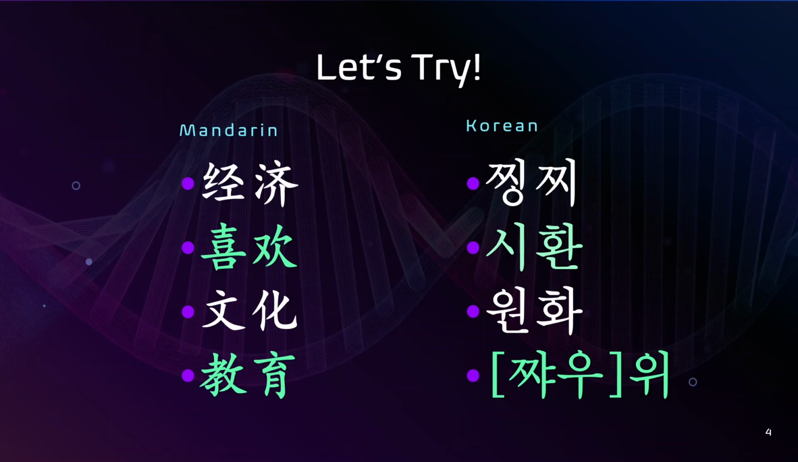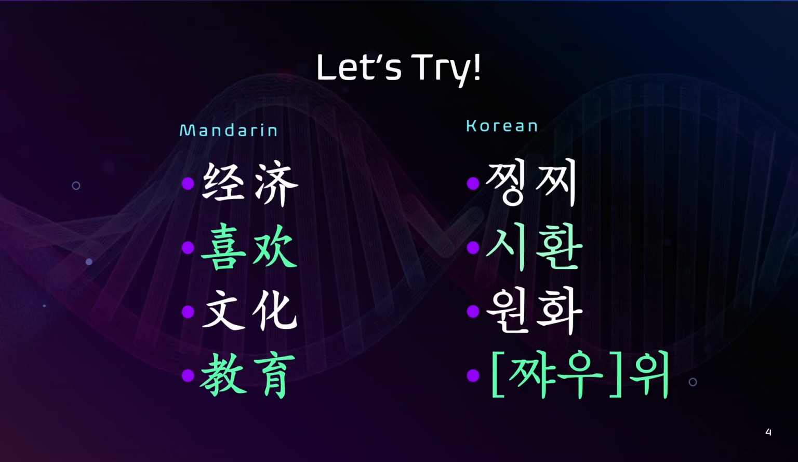The second word in Mandarin is 喜欢, and in Korean it's 시환. The third word in Mandarin is 文化. Wenhua means culture. In Korean, it's wenhua.